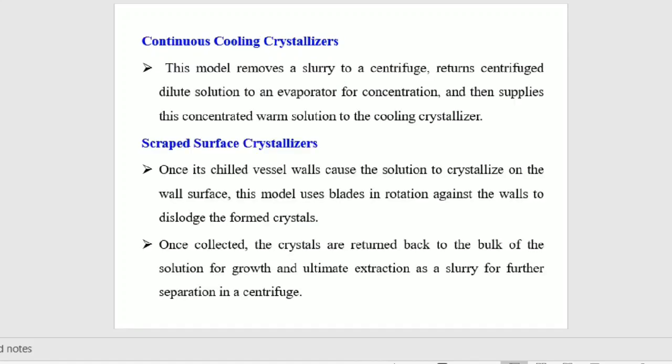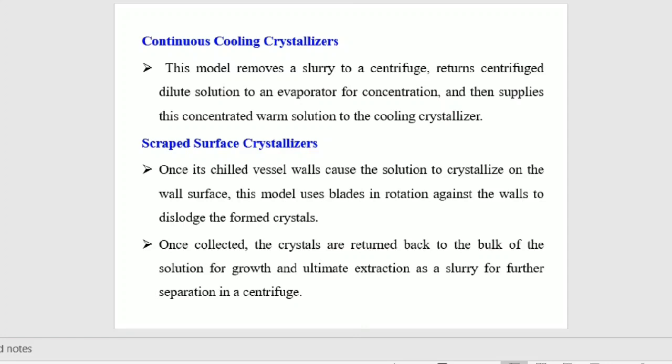Now continuous cooling crystallizer. This model removes a slurry to a centrifuge, returns the centrifuge dilute solution to an evaporator, then supplies this concentrated warm solution to the cooling crystallizers. By this way, the solution attains saturation and forms crystals.